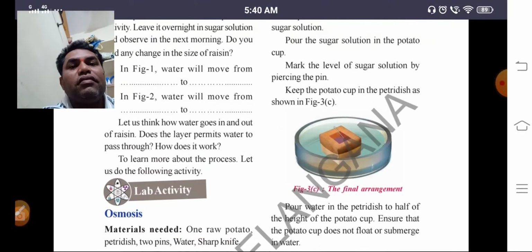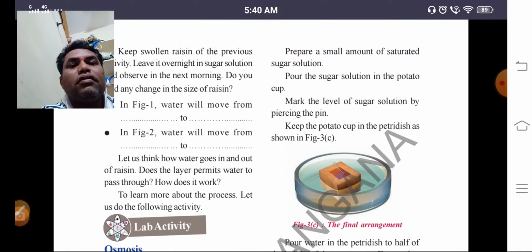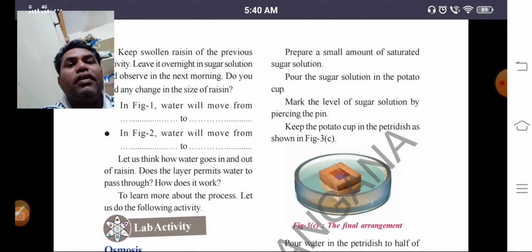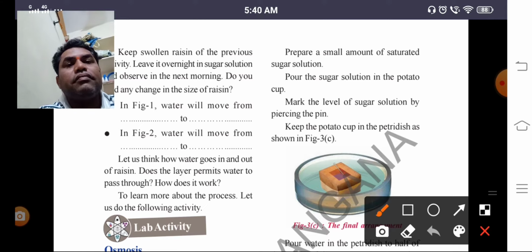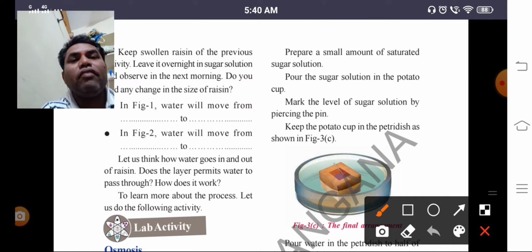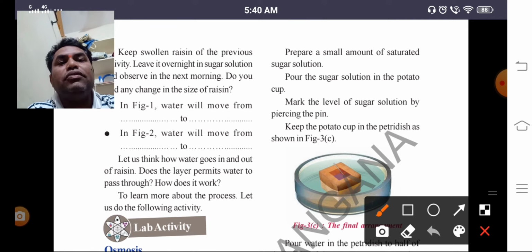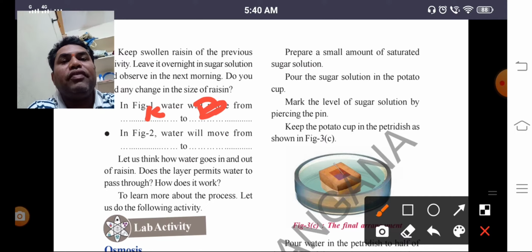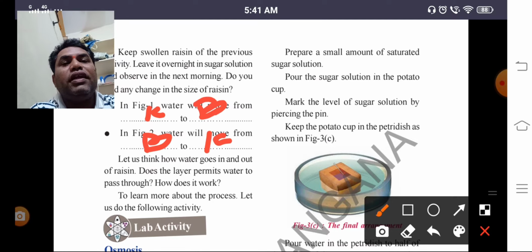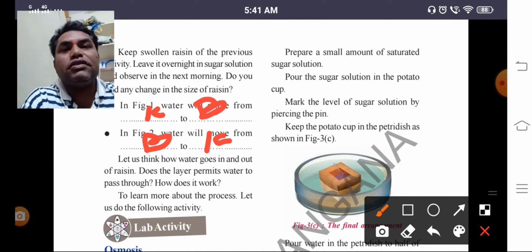In figure 1, water will move from the kismis into the beaker, whereas in figure 2 water goes from the beaker to the kismis. So in the first one the kismis is not swollen, whereas in the second figure the kismis is swollen.